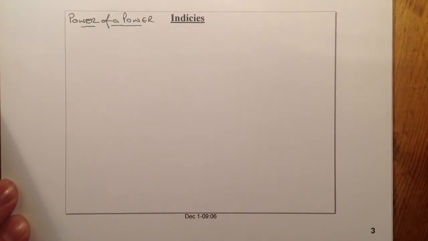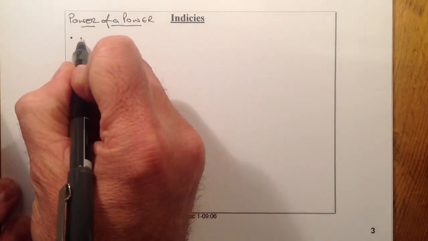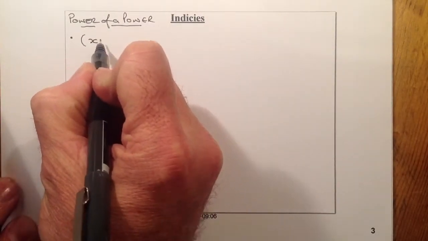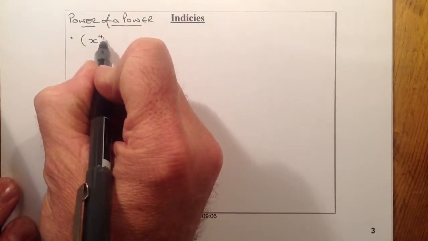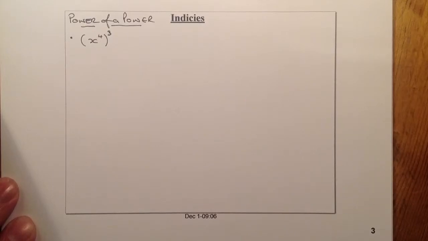Let's now look at indices, and it will be the power of a power. So what I mean by that is, by example here, if I show you that I have x to the power of 4, and what I'll do is I'll put that whole thing there to the power of 3. Okay, so that's a power of a power.